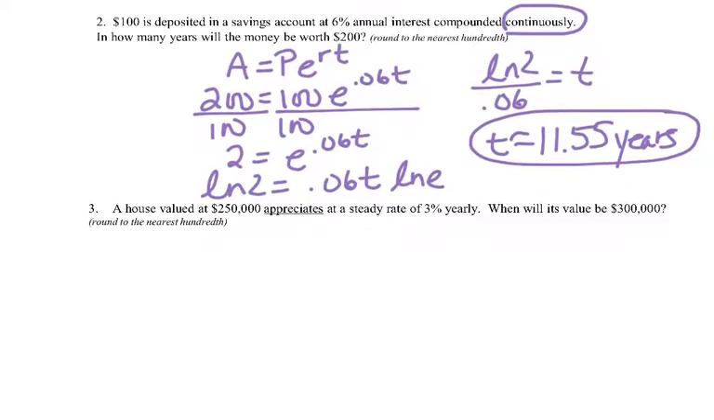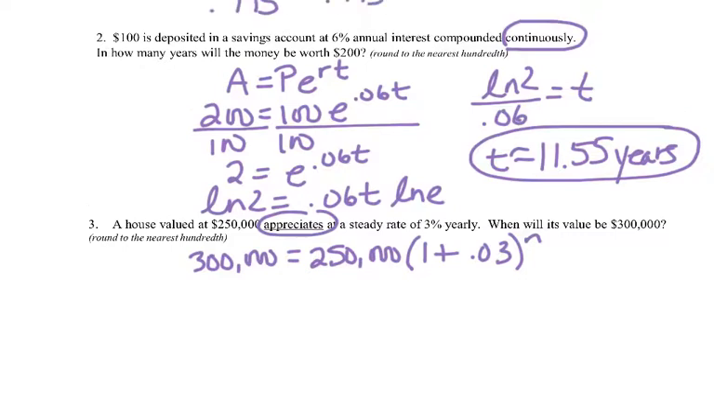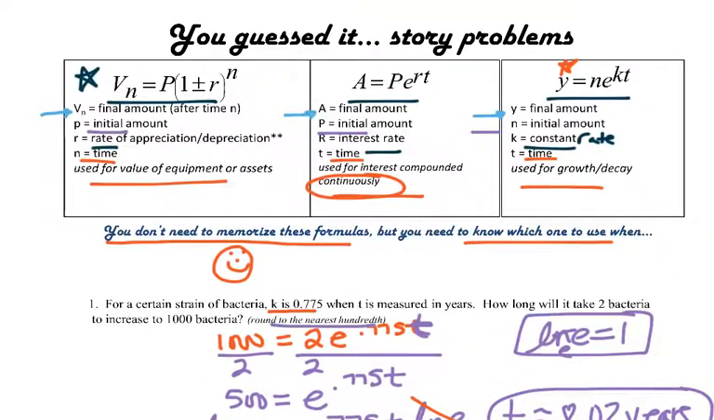Last one has got to be that other formula, right? So a house is appreciating. They want to know when it will be worth $300,000 if it's currently at $250,000 and it appreciates at a rate of 0.03 a year. By the way, the difference between the appreciation and the depreciation, that's this plus or minus. So appreciate is plus and depreciate is minus. And we had that before.